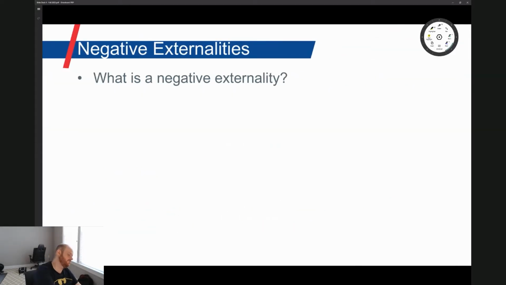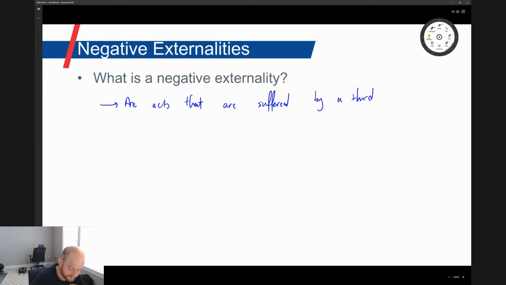Now, part of this has to do with this concept of negative externalities. Negative externalities are acts that are suffered by a third party as a result of an economic transaction.